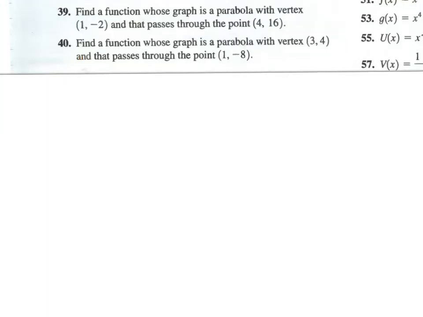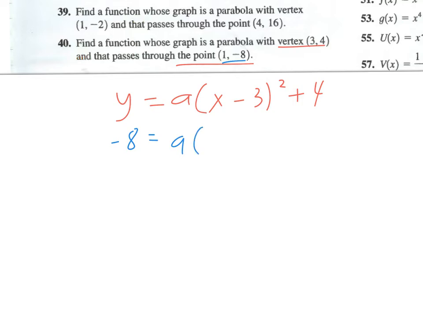All right, next up we're wanting to find the function whose graph is a parabola with the vertex here and going through that point. I would always set this up in vertex form. So I would put a times x minus 3 squared plus 4. And then I don't know a, so I would use this other point to plug in to find a. I'm plugging in x for x and y for y.